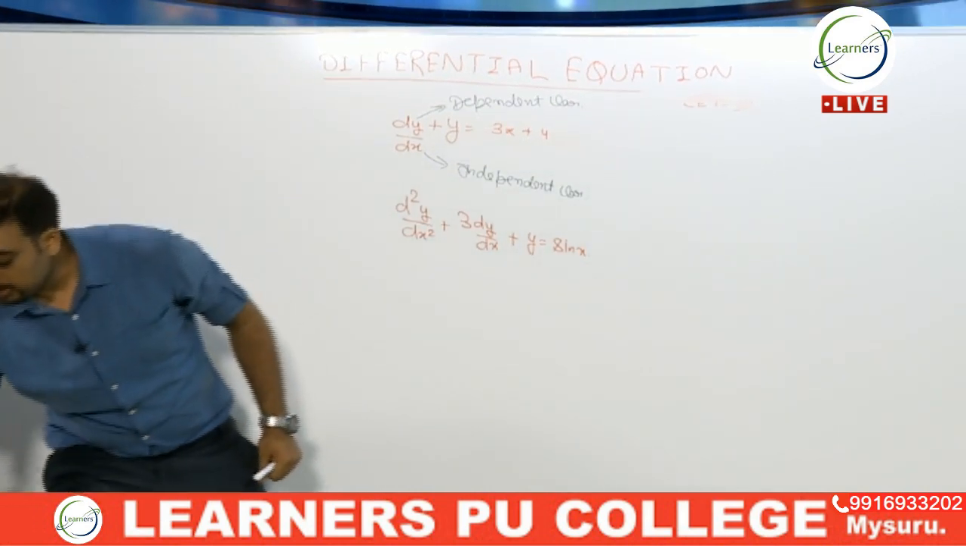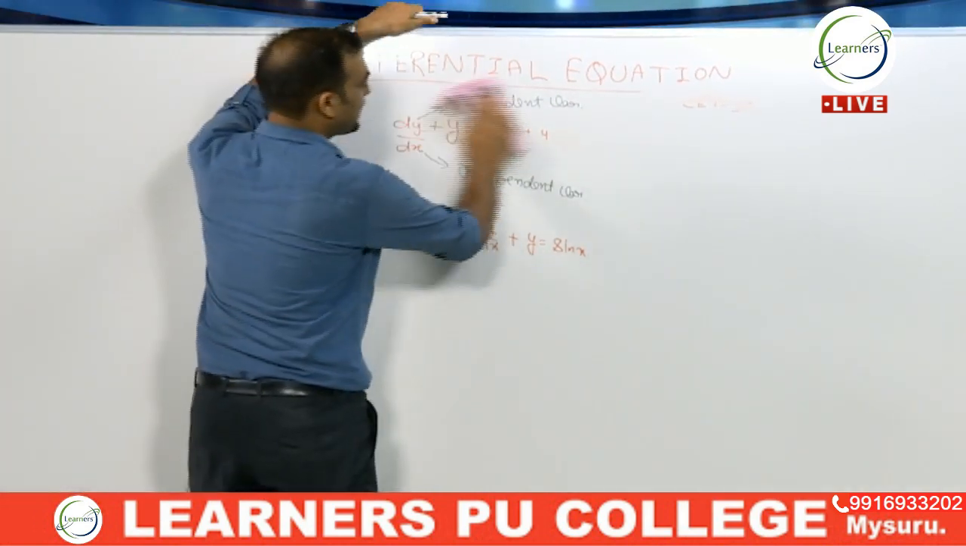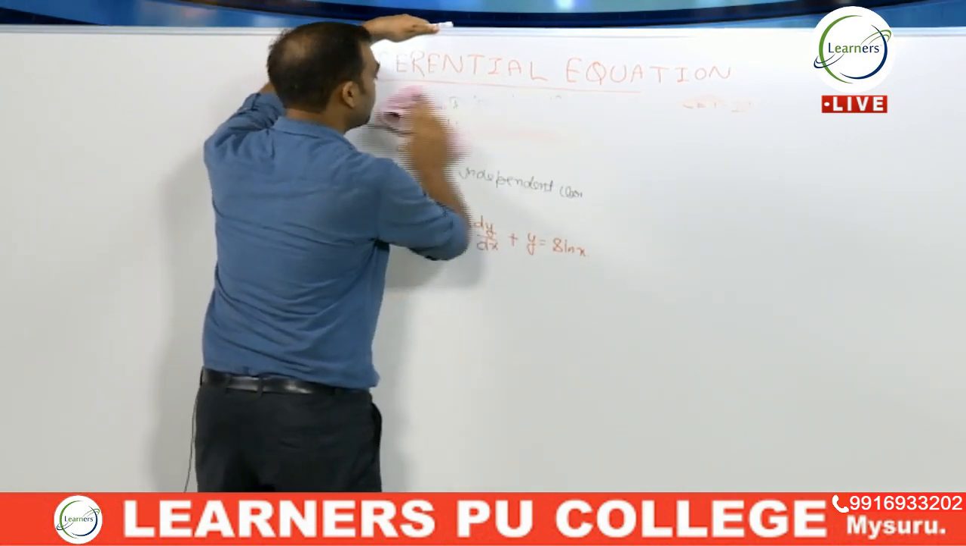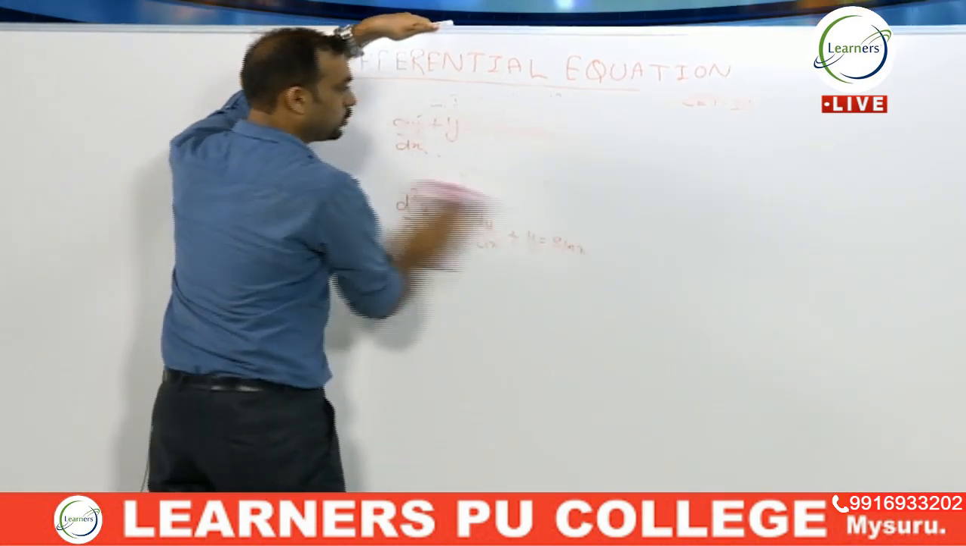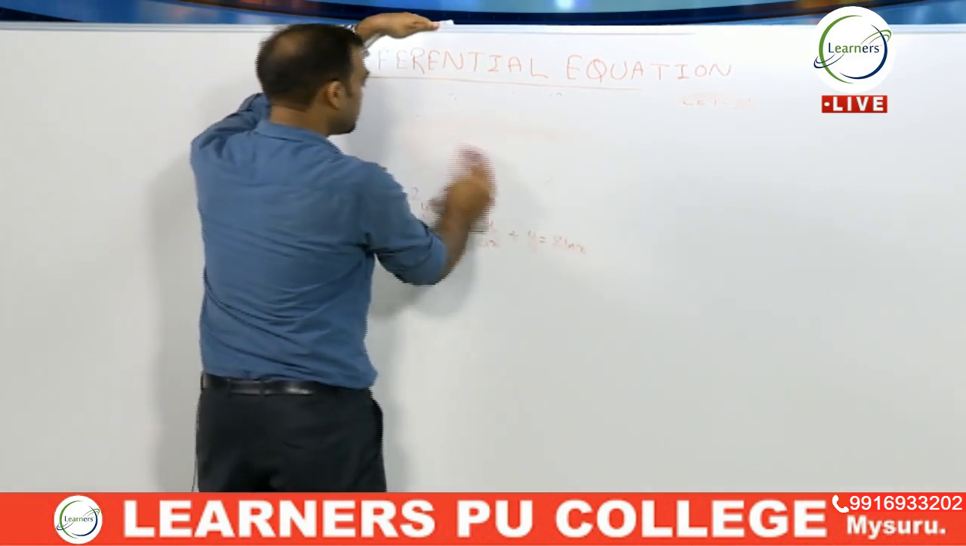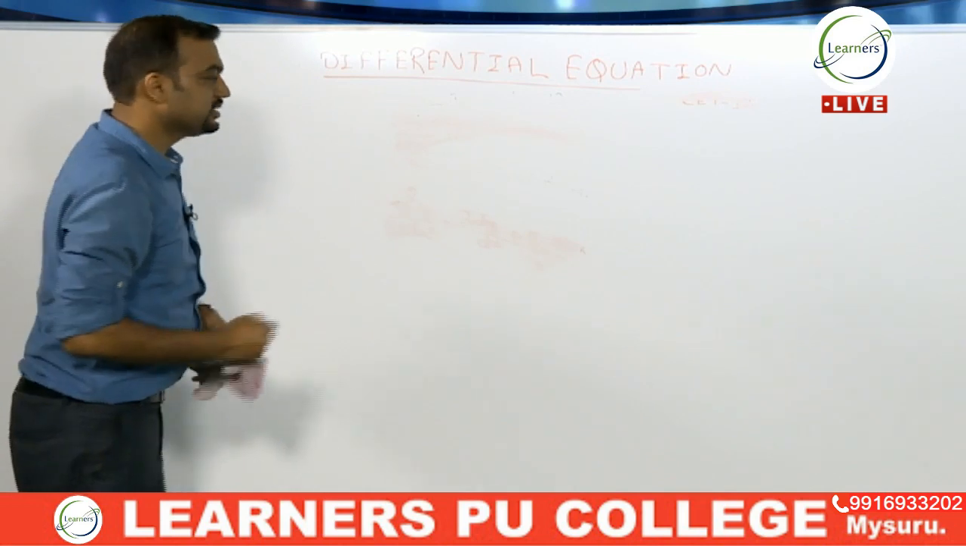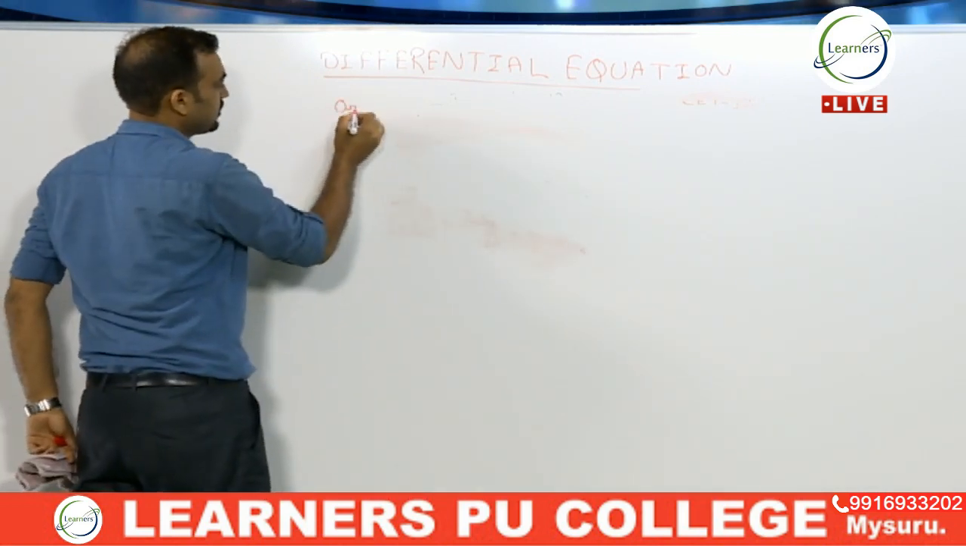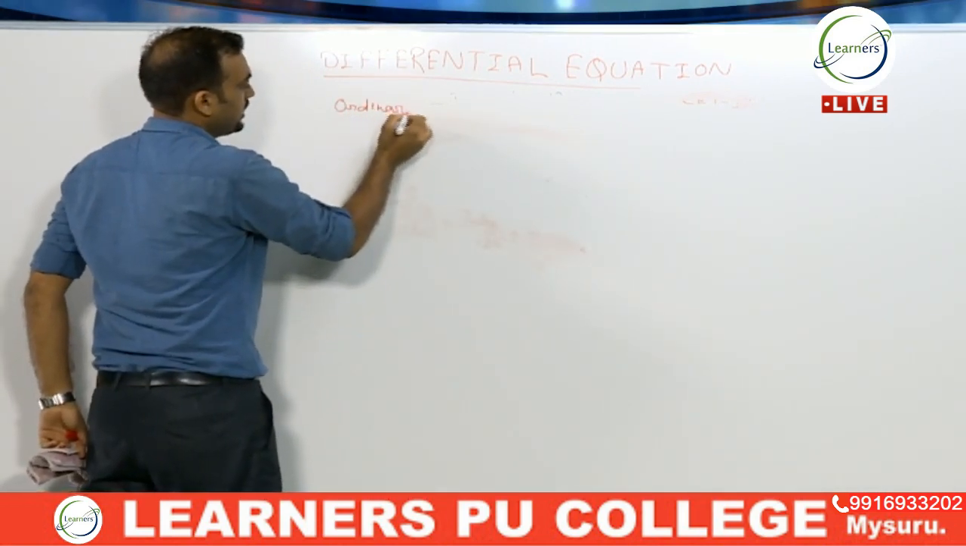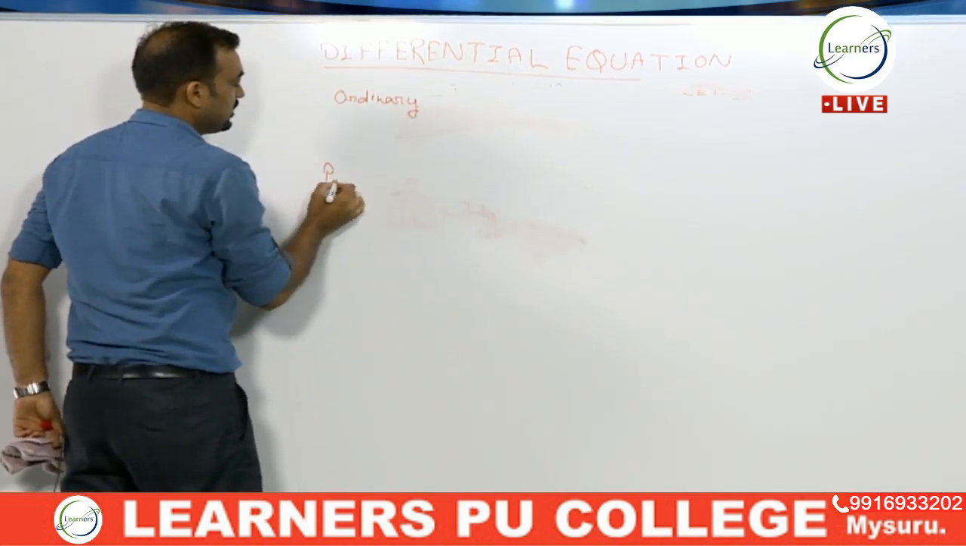Now we will talk about the types of differential equation, like how many types of differential equation we have. Differential equation is of two types: one is ordinary differential equation, and the second one is partial differential equation.